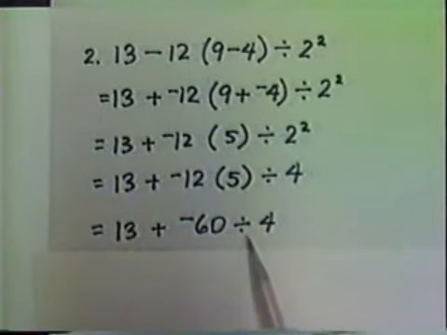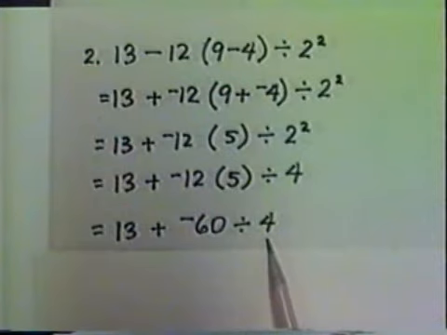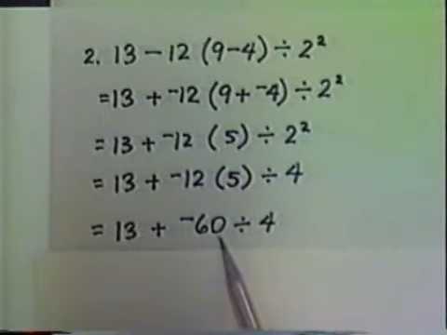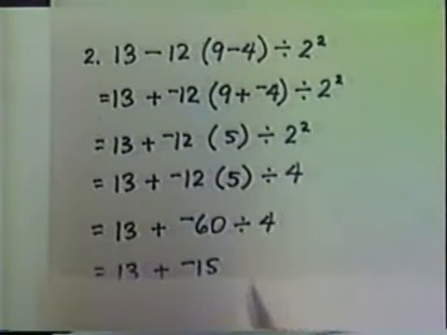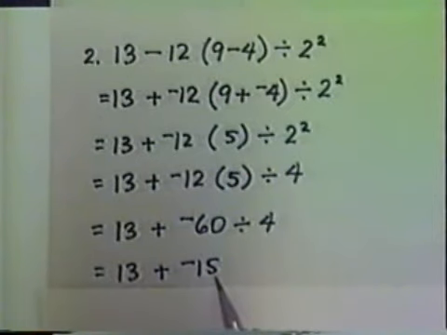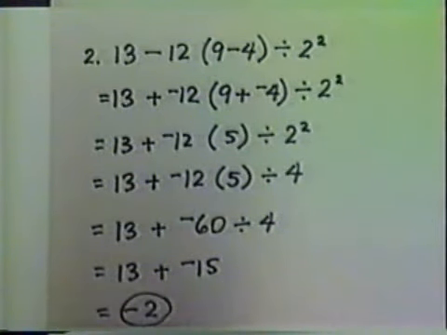We have add and divide, which is done first. The divide is done before addition. Negative 60 divided by 4 is negative 15. Now at last we're down to a single operation, and so there isn't any choice. 13 add negative 15 is negative 2.